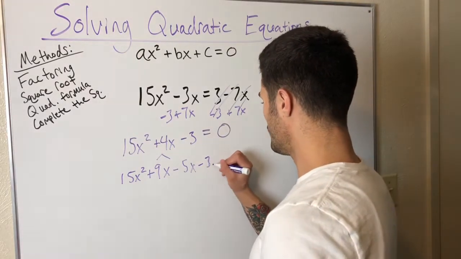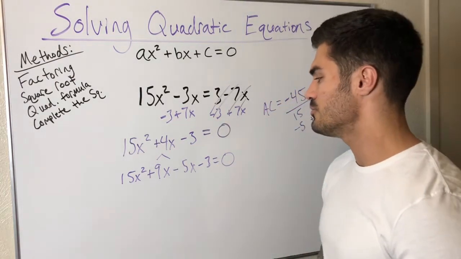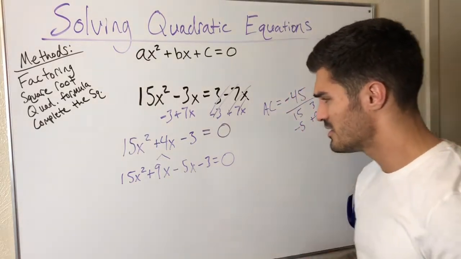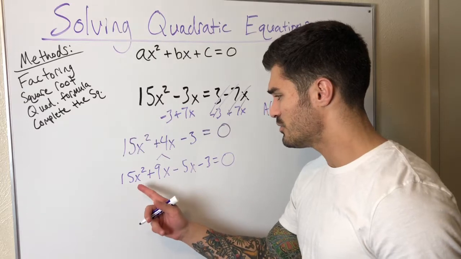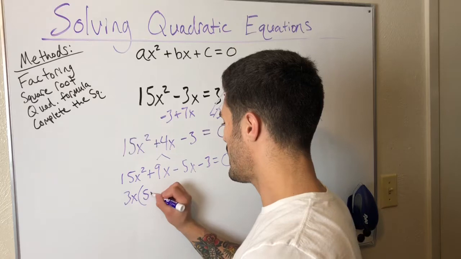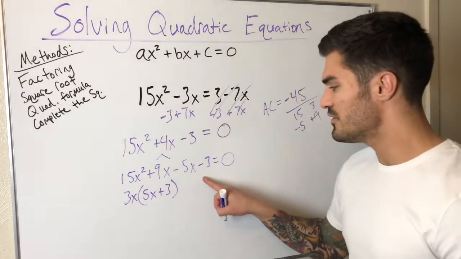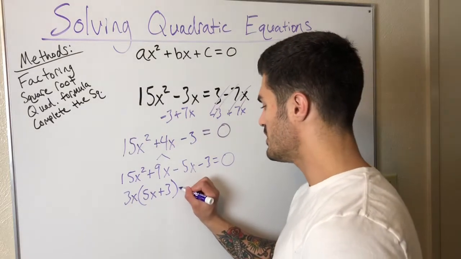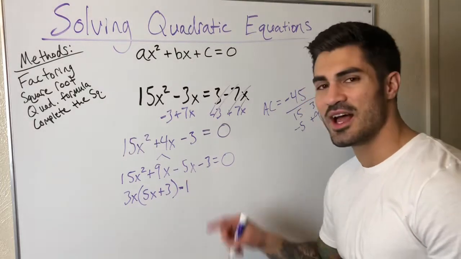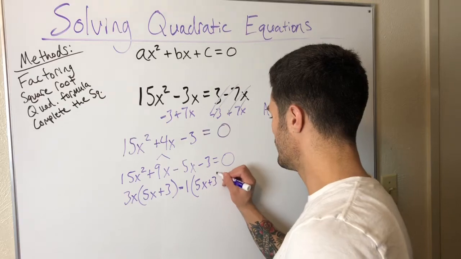Minus 5x minus 3 equals 0. Okay, now what I do is I turn it into a factor by grouping problem. So I take out a common factor from here, which is going to be, what, 3x? If I take out 3x, I'm left with 5x plus 3. So I need a 5x plus 3 here. So this negative 1 is going to kind of come out. Basically, I'm factoring out a negative 1 from these last two terms. 5x plus 3.